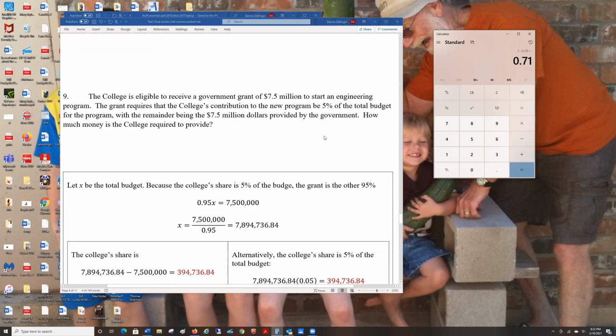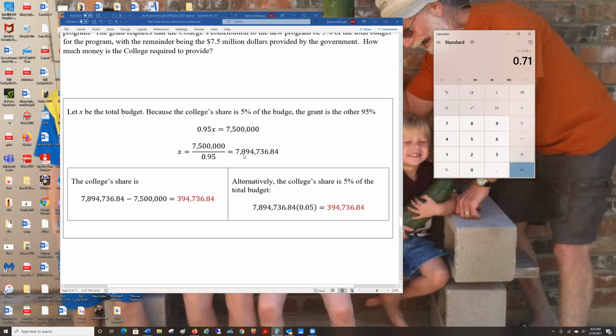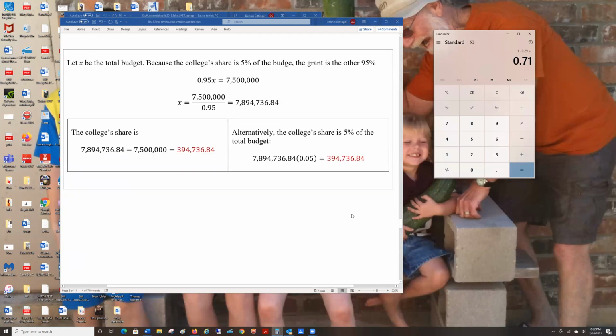All right, number 9, the grant. Okay, 5% of the total budget goes from the college. The rest of it is $7.5 million. So the rest of it must be the other 95%. So 0.95 of the total budget is 7,500,000. Divide by 0.95 makes the total budget that big number. The college's share is that big number minus the grant of 7,500,000. Or you can take that big number and multiply it by 0.05 and you come up with the same thing to the nearest penny painlessly. How fun is that?